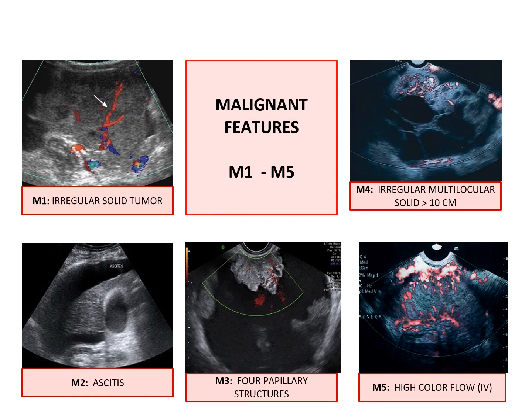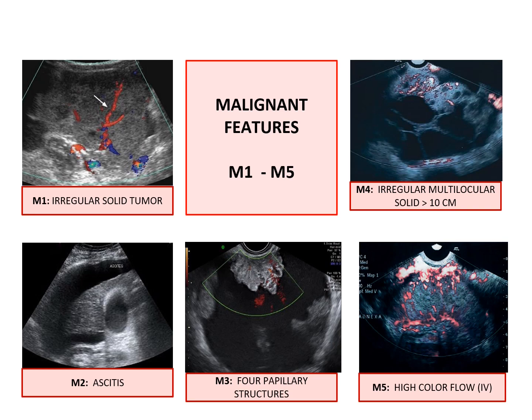Among the 5 malignant features, you have M1, which is an irregular solid tumor. M2 is when you see ascites. M3 is when you have at least 4 papillary structures.